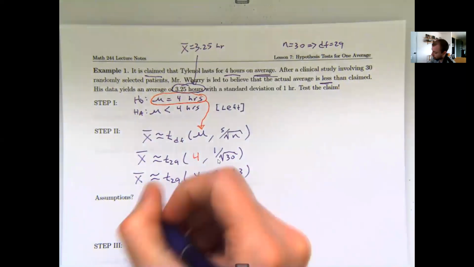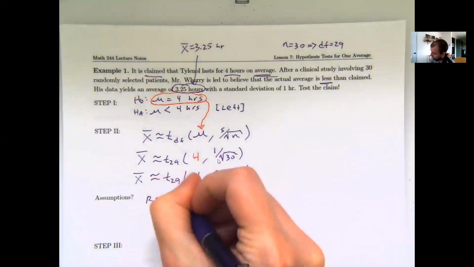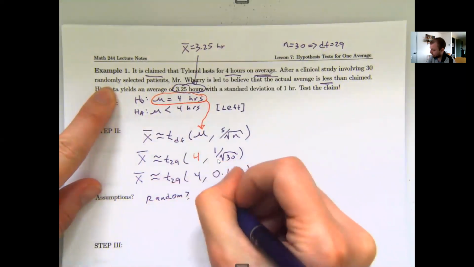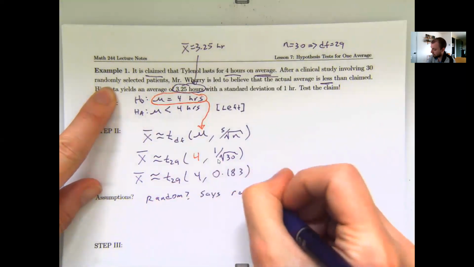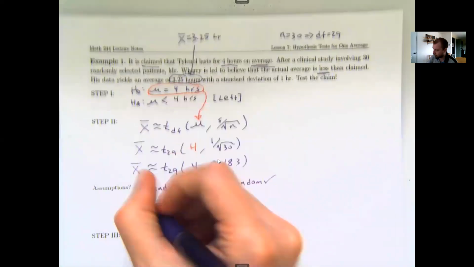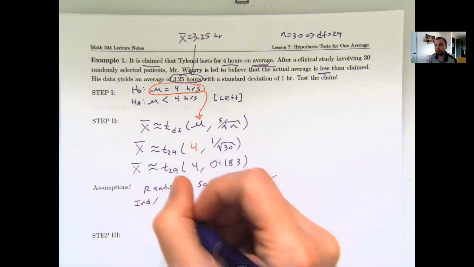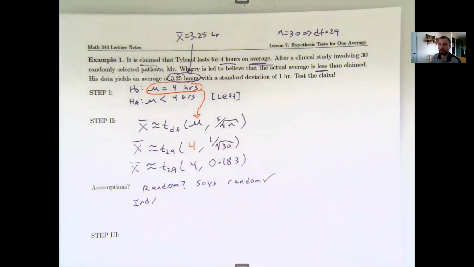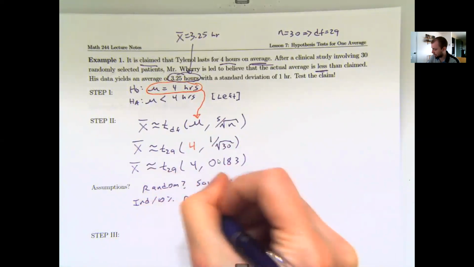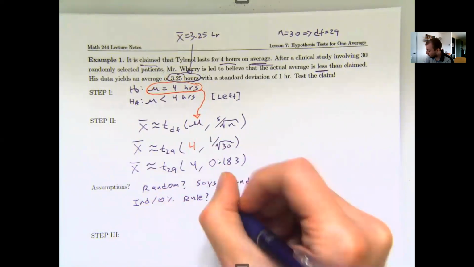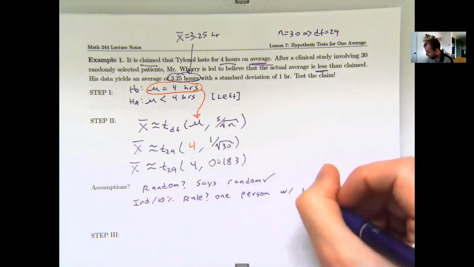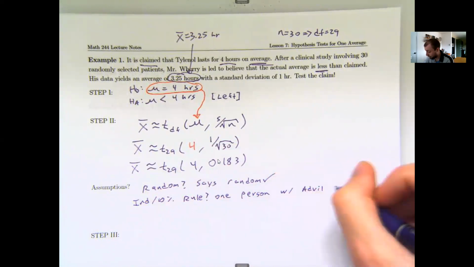Assumption check. Random. Says randomly selected patients. So says random. Whenever I see a study says they did a random sample, I'm usually super suspicious about that, though. It's remarkably hard to create something that doesn't have any bias. So if you see that, I would actually follow that up and try to figure out where that information came from, just to make sure it's actually fair. Independence is the 10% rule, while one person with Advil should not affect another.